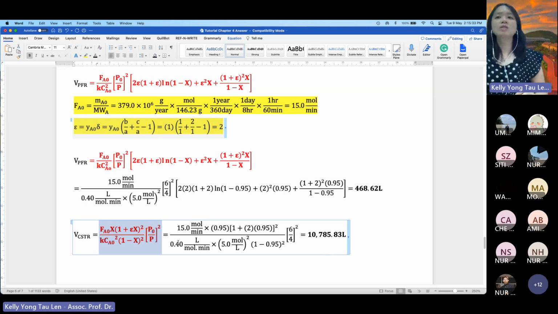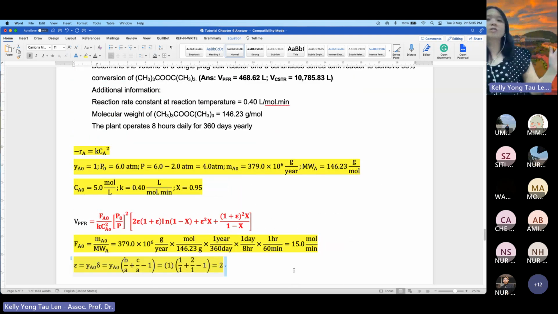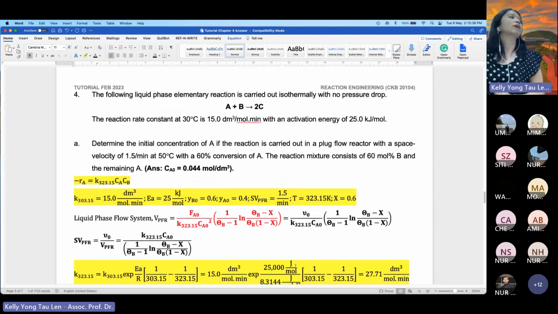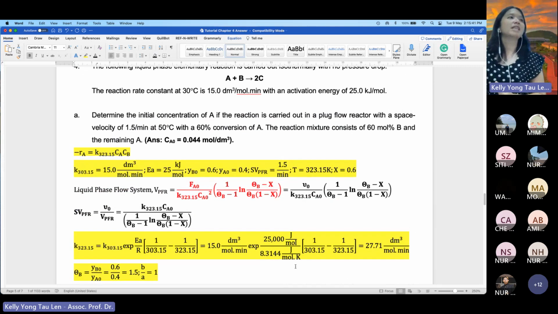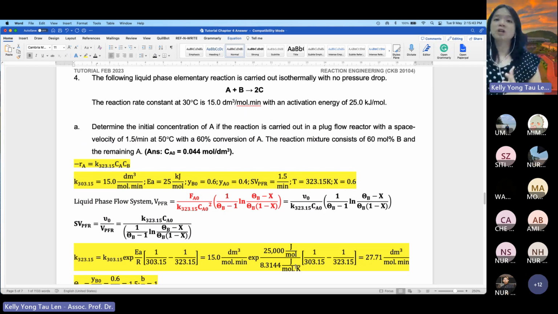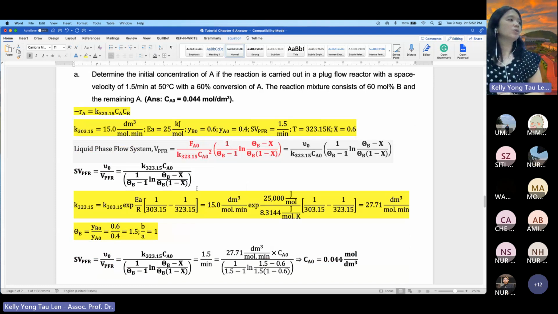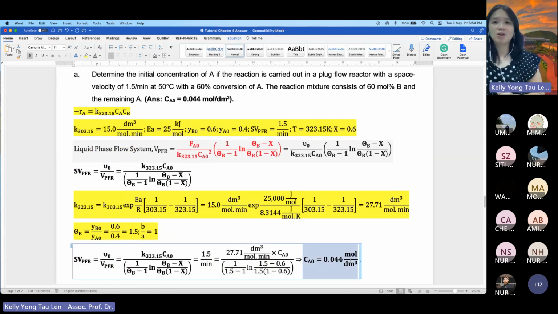Okay, right. So since we have a little bit of time, I will just go roughly for question number 4. Okay, question number 4. So question ni tak susah, tetapi apa cabaran dia? Okay, cabaran pertama, kalau kamu tengok, soalan A ni dia beri kamu space velocity, disuruh kamu cari CA0. So I would like you to try.